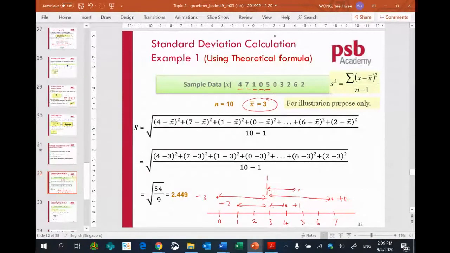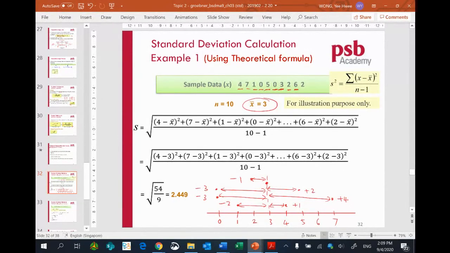How many steps to the right? 2. And 0. 0 is here again. How many steps to the left? 3. And 3 is here. So 0 steps from the mean. Then 2. 1 step to the left.